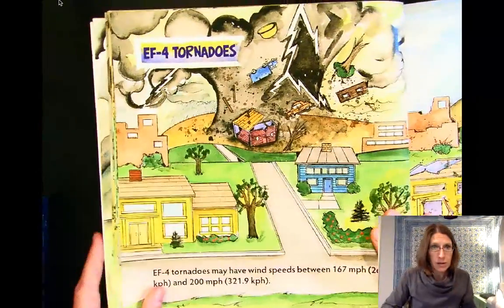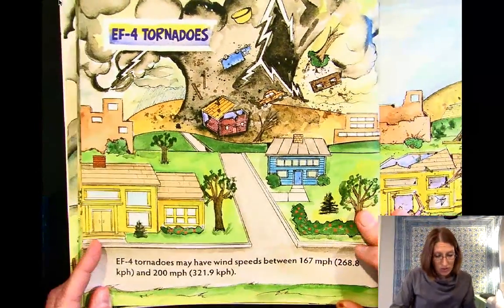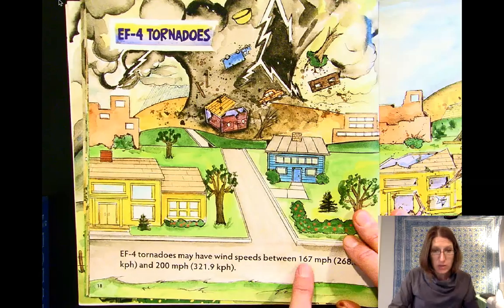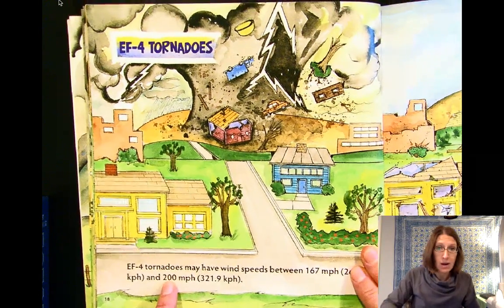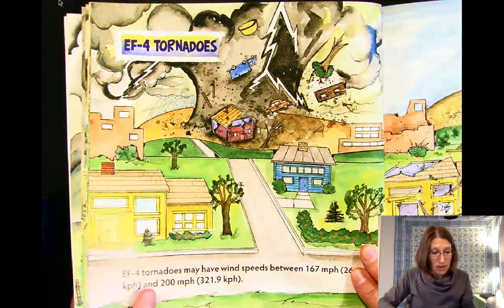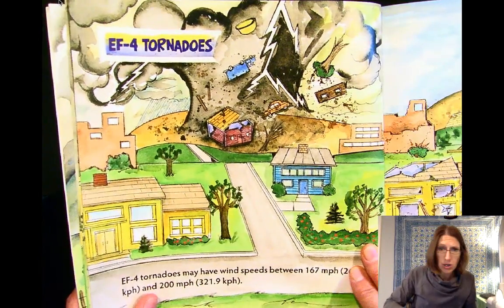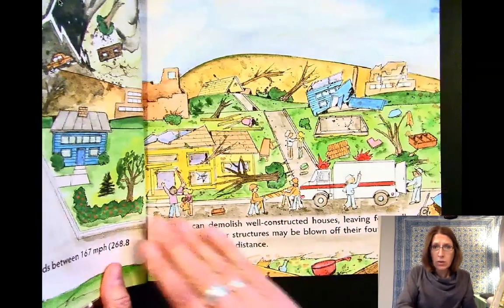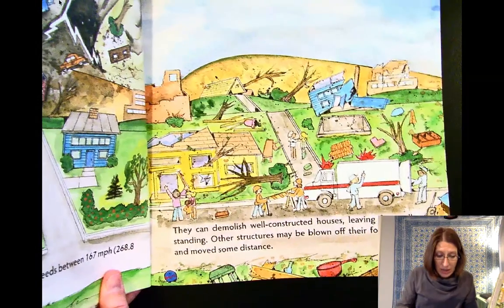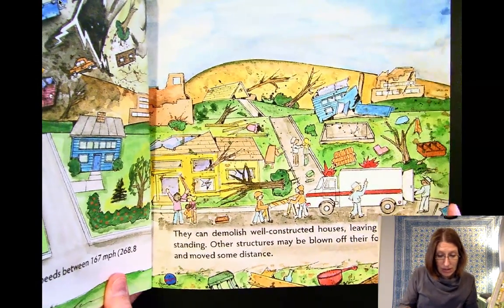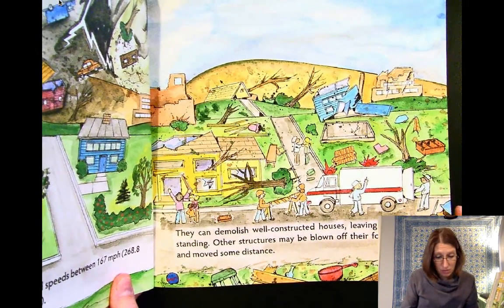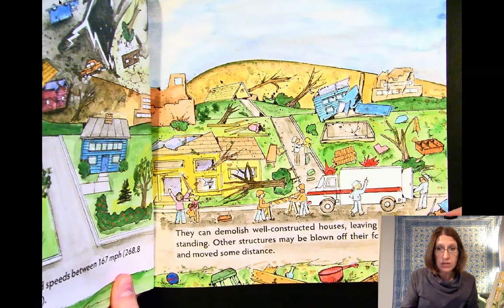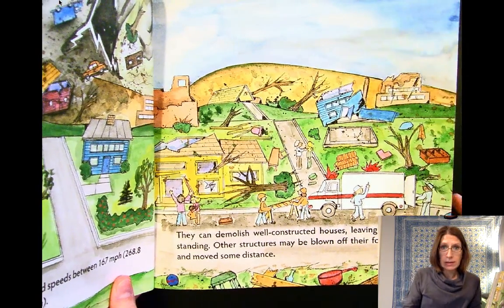Oh dear. EF4 tornadoes may have wind speeds between 167 miles per hour and 200 miles per hour. Wow, that is really hard to imagine. Oh dear, look at all the damage. They can demolish well-constructed houses, leaving few walls standing. Other structures may be blown off their foundations and moved some distance. Yikes.